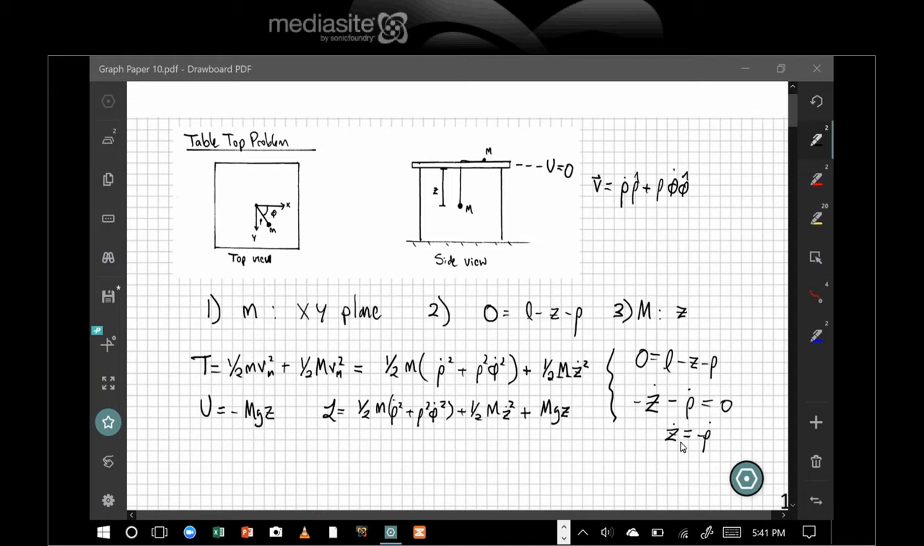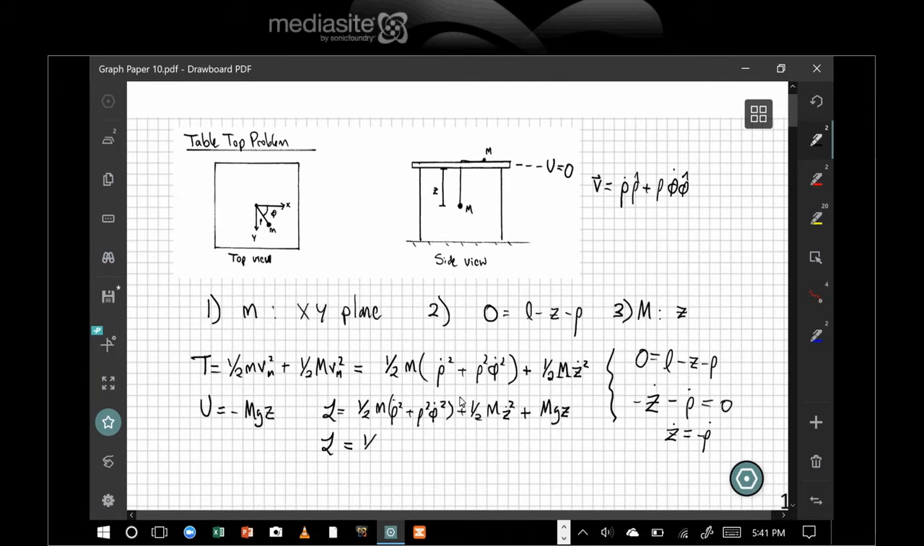That allows me to get rid of the z's, and that's good, because right now I actually have 3 variables: rho, phi, and z. That makes it look like a 3-dimensional problem. I don't want that. This is really a 2-dimensional problem, and the 2 dimensions I want, the 2 degrees of freedom, are going to be rho and phi. So that makes z dot equal to rho dot.